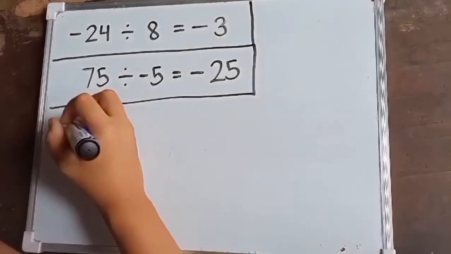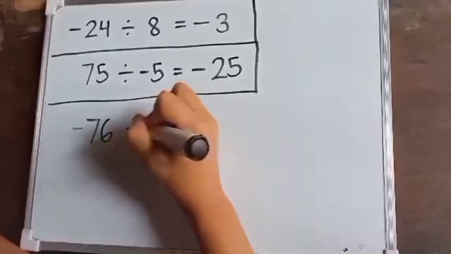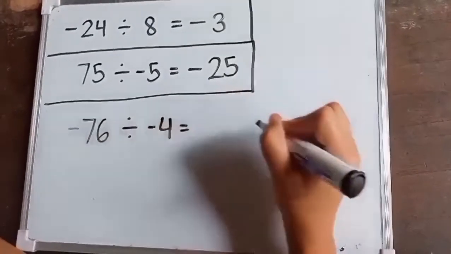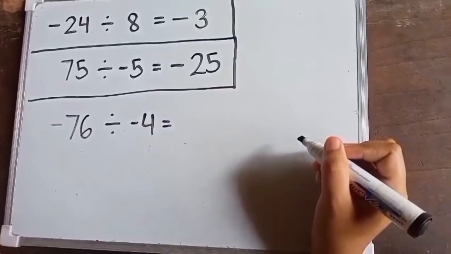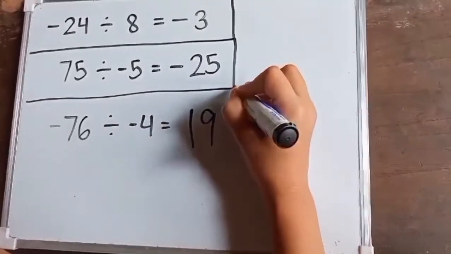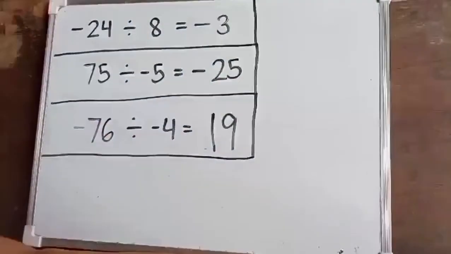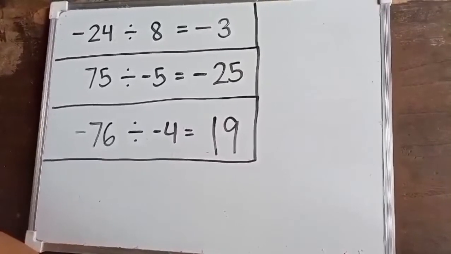As for the last example in dividing integers, we have negative 76 divided by negative 4. Since both are negative, the rule is negative divided by negative is positive. So the quotient will be positive. 76 divided by 4 is equal to 19. So negative 76 divided by negative 4 is equal to positive 19. Do you get it?